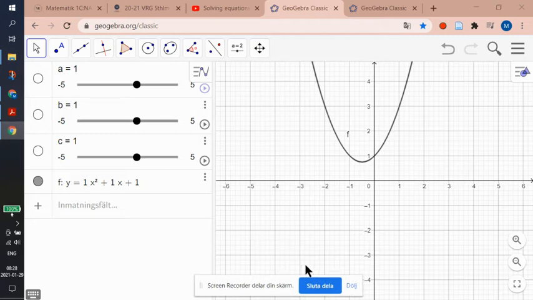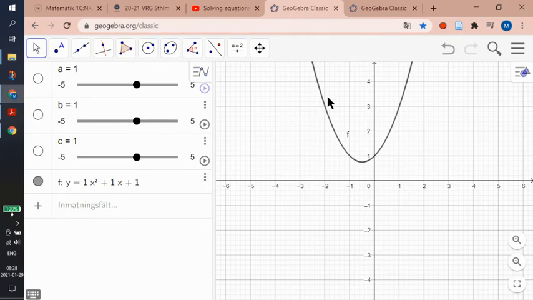Okay, so hello. In this film, I want to talk about quadratic functions. In Swedish, andra grads funktioner, and their graphs.